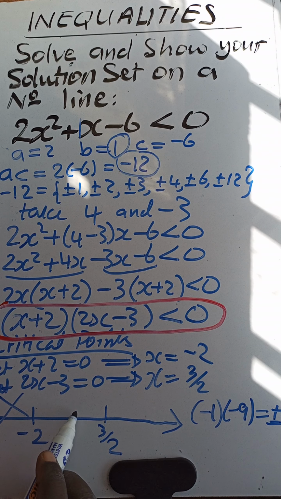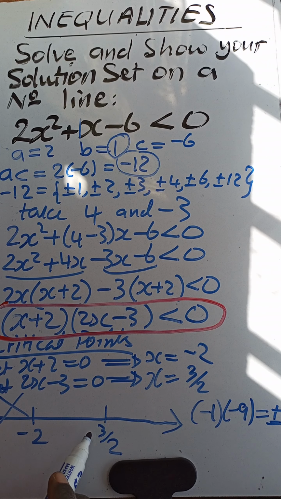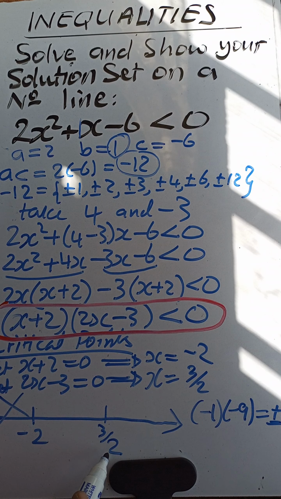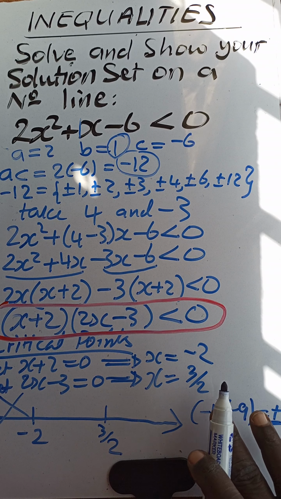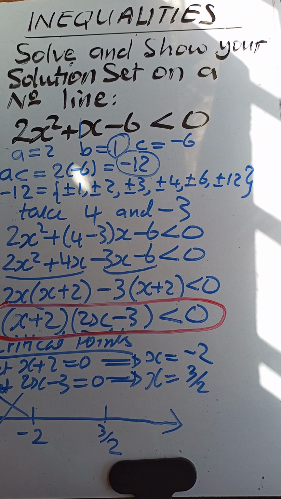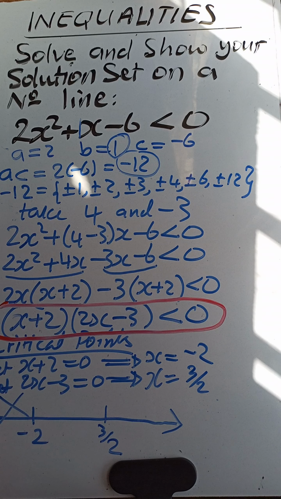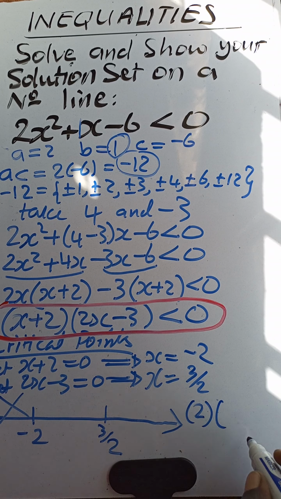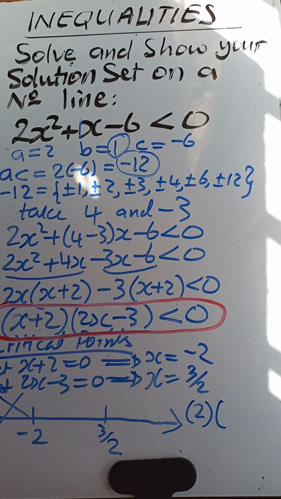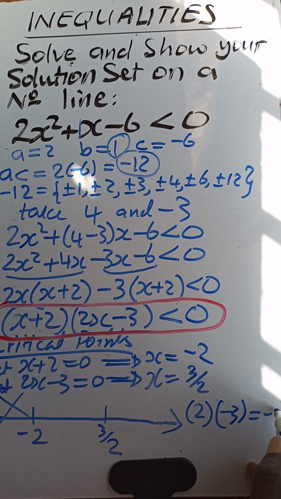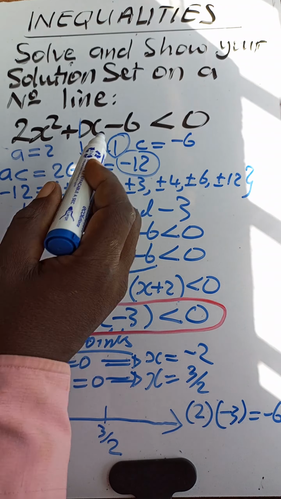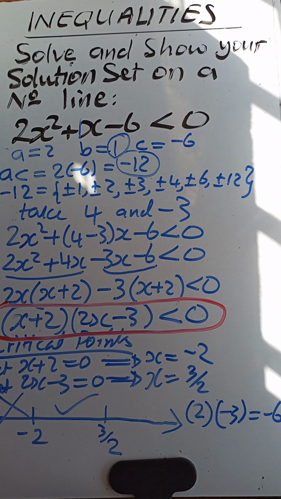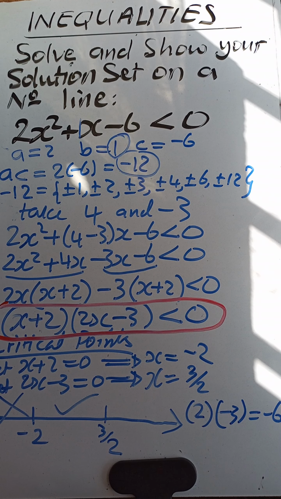Now, we take the next zone. Any value in between negative 2 and 3 all over 2. We can see clearly that 0 is a very good choice. 0 is in this zone. Let's test out 0. We'll put 0 for x. When we put 0 here, we're going to have positive 2. Multiply 2. When we put 0 here, we have negative 3. This gives us negative 6. So we obtain a negative result in conformity with our sign up there.